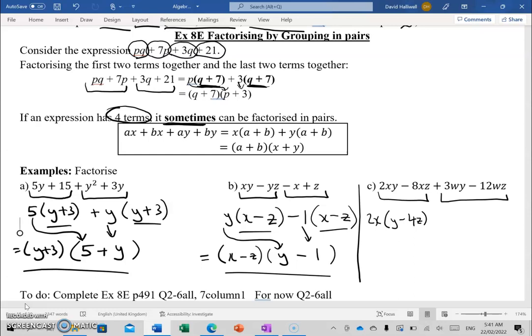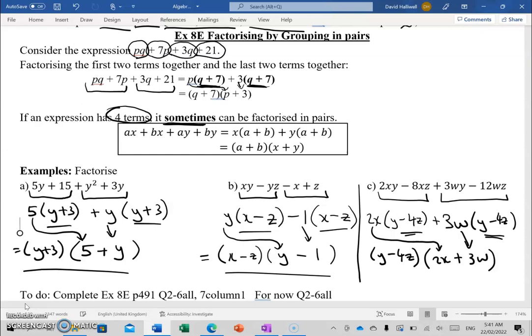Now the back pair, I've got 3 and 12. I can take out 3. 3 and 12 are both in the 3 times table. And I can also take out w, can't I? Because w is in both terms. So I've got y take z. Hold on, I'm missing something here. If I expand that, I need a 4 in front of the z, don't I? So that when I expand that, I'll get the 12. And what's nice is that we can see that bracket is now the same for both. So we can take out that y minus 4z as a common factor. And then what's left? Well, I've got the 2x from that bit and the plus 3w from the second bit. So that's grouped in pairs.